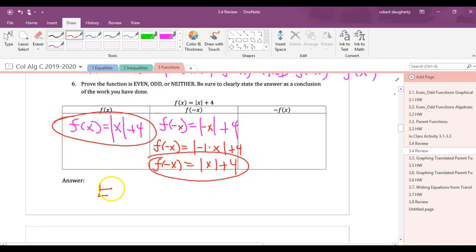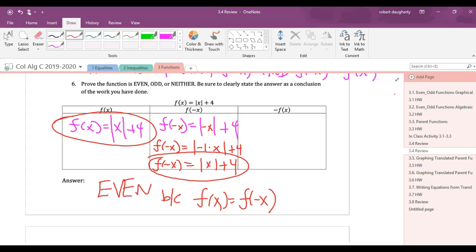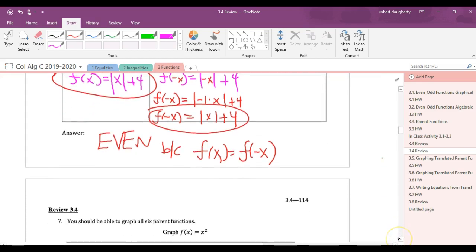So I know that this is even because f of x equals f of minus x. So I don't need to go further and prove that it's not equal to minus f of x. So I proved that it's even and answered the question here. Now if I were to ask you if it's odd, yes or no, and why, then you would need to give me a reason why. And you could say it's not odd because I proved that it's even. That would be a sufficient answer there.